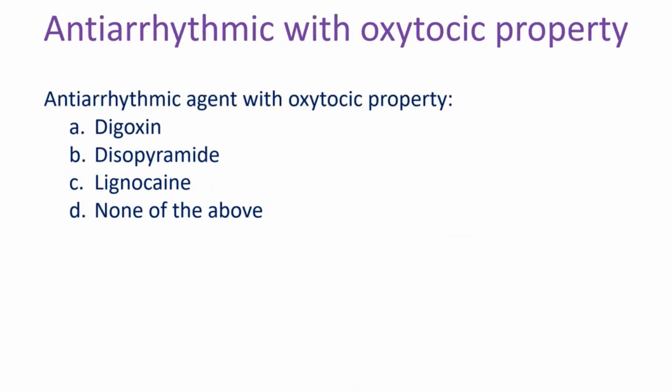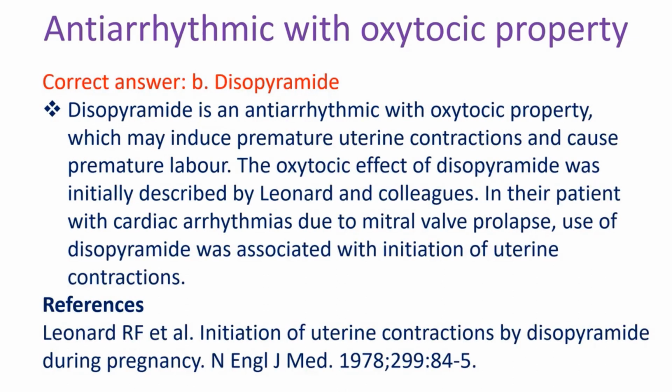Antiarrhythmic agent with oxytocic property: A. Digoxin, B. Disopyramide, C. Lignocaine, D. None of the above. Correct answer B, disopyramide. Disopyramide is an antiarrhythmic with oxytocic property which may induce premature uterine contractions and cause premature labor. The oxytocic effect of disopyramide was initially described by Leonard and colleagues in their patients with cardiac arrhythmias due to mitral valve prolapse.